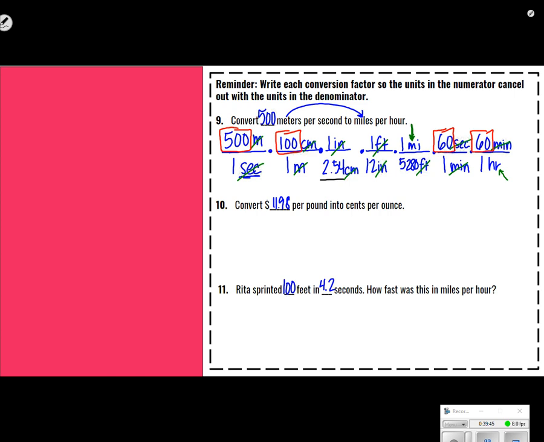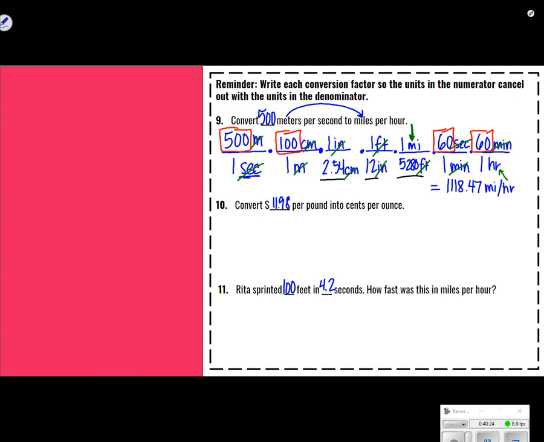I'll hit enter. Divide by 12, hit enter. And divide by 5,280, hit enter. So that's how you're going to stick it in the calculator. 500 meters per second is 1,118.47 miles per hour.